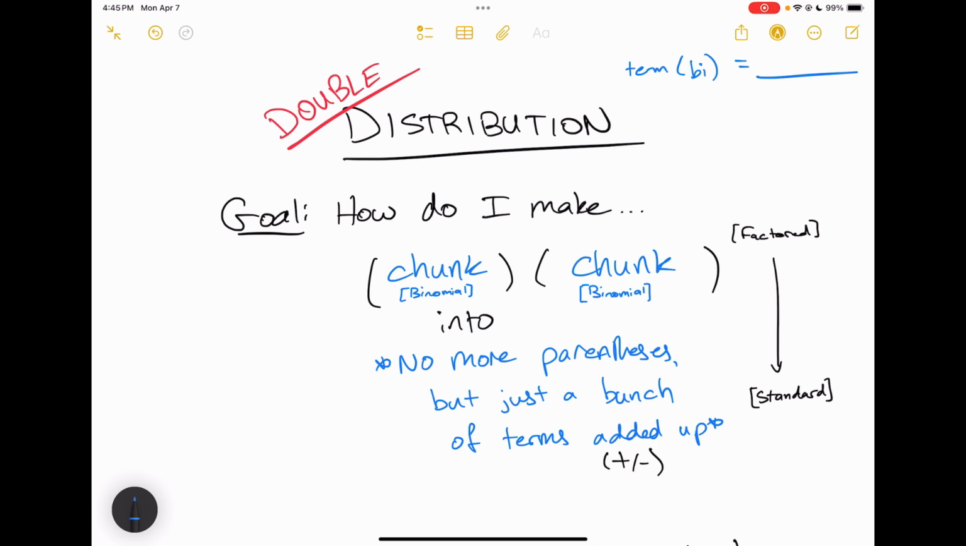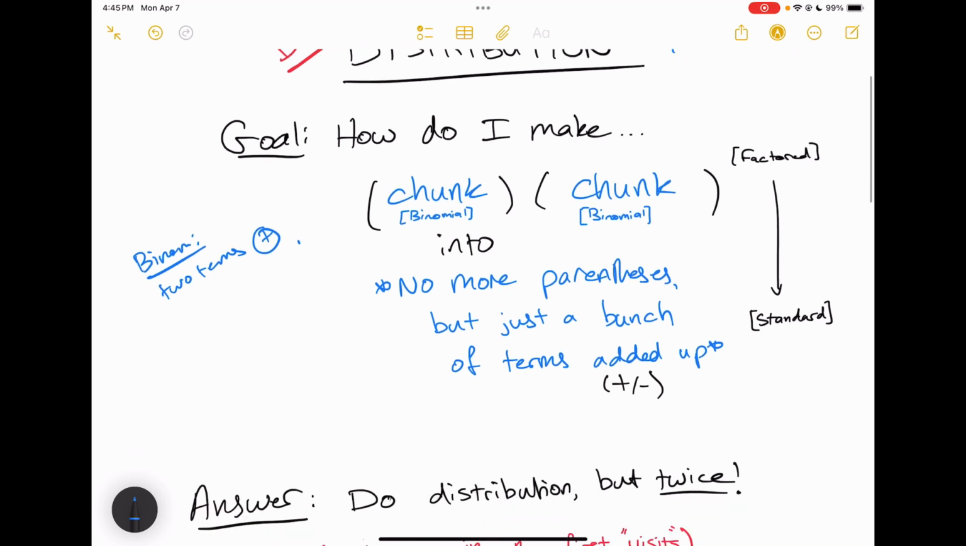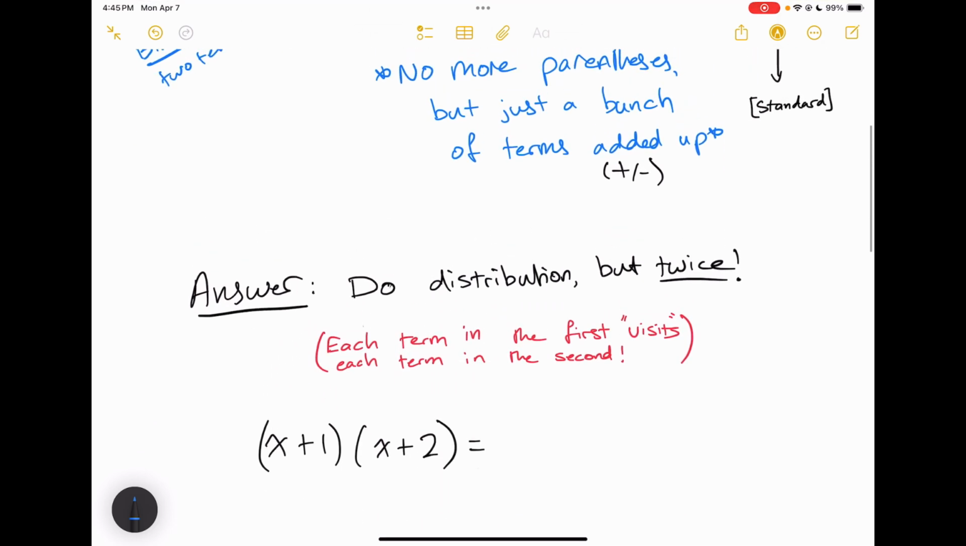Keep in mind that a binomial is nothing more than two terms added together, or subtracted. Remember, they're basically the same thing. So if we could go from a factored form to an expanded form or a standard form using distribution, can I do the same thing if I have a binomial multiplied by a binomial? How can we go from there to have no more parentheses, just a bunch of terms added up? That's our goal. That's what we see next.